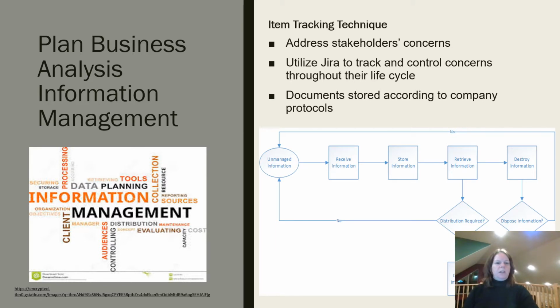Then comes planning business analysis information management. For this one, I use the item tracking technique. The item tracking technique demonstrates how to address stakeholders' concerns. Items are assessed to determine if they are viable and then classified as a type so they can be tracked and controlled throughout their life cycle. For this one, we are going to be utilizing JIRA to track and control concerns throughout the life cycle.